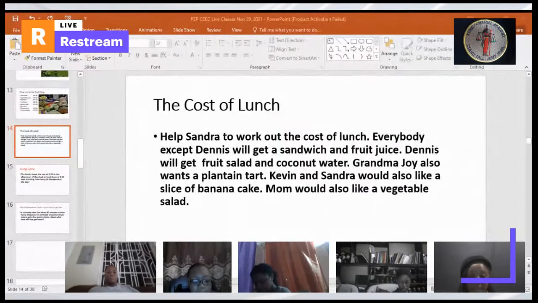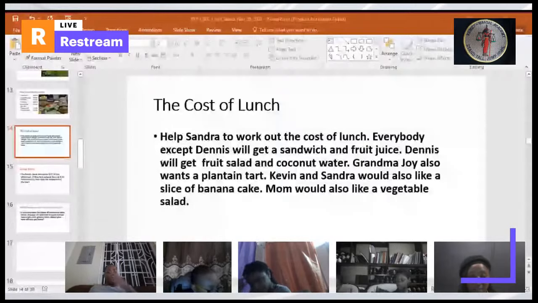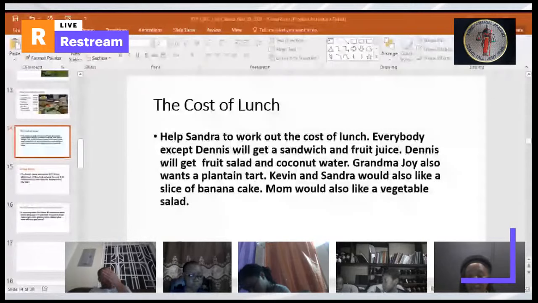Dennis has his own thing that he wants. So that's the $30 for the fruit salad and the $10 for his coconut water. And then the extras: Grandma Joy, the plant, Kevin and Sandra each want a slice of banana cake. That's $46. And Mom, the $42.